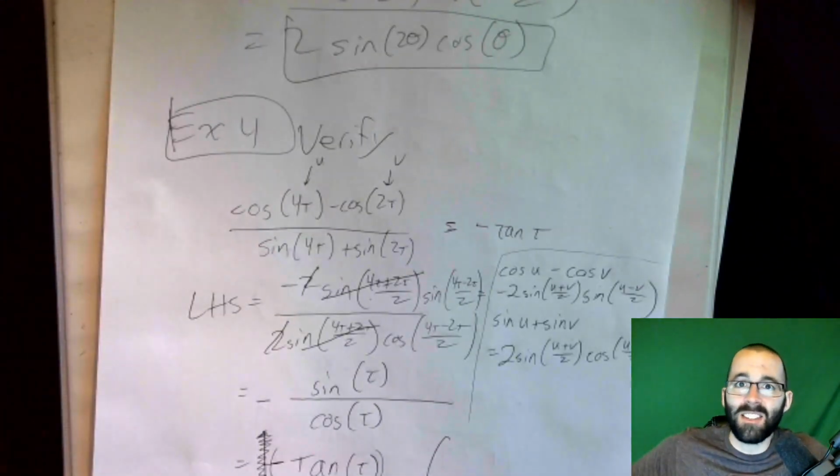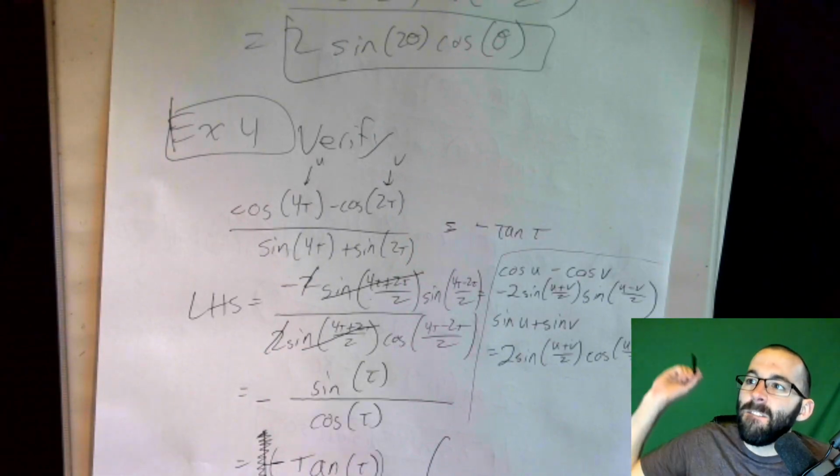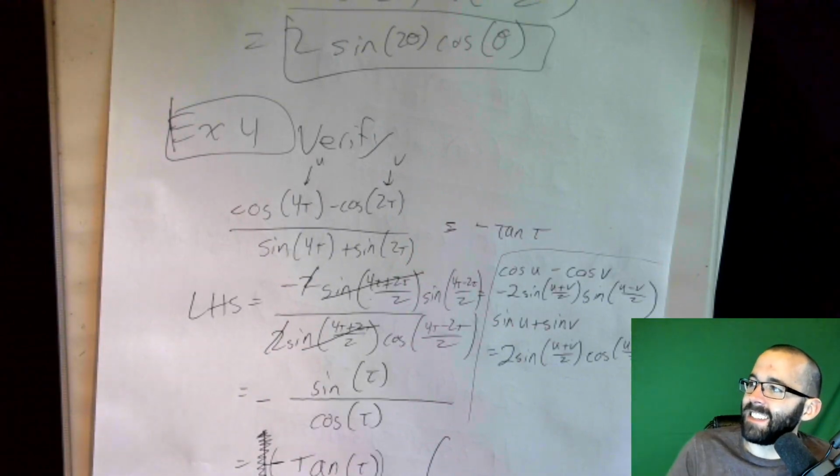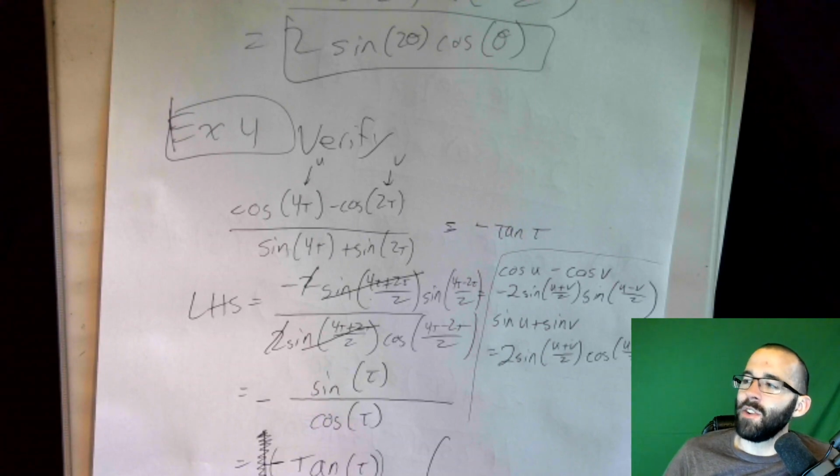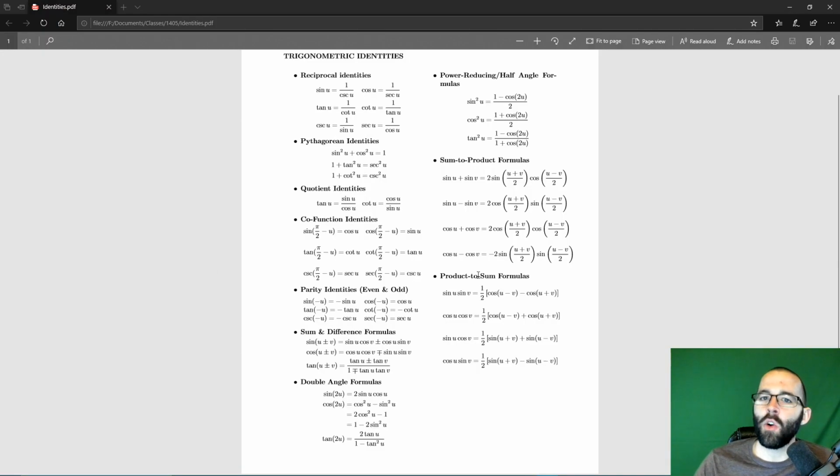And that's it. That's the whole section. This is the final section on identities, okay? There's no more identity sections. We've covered them all. We've covered this whole page.